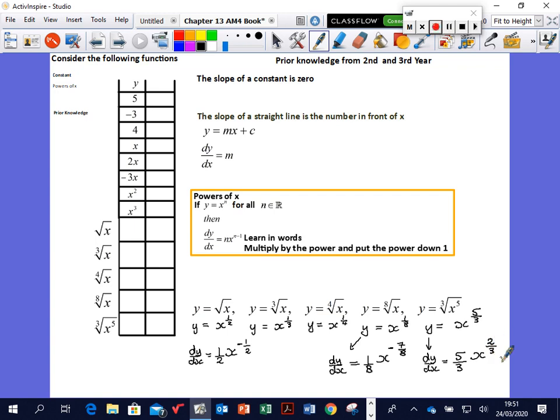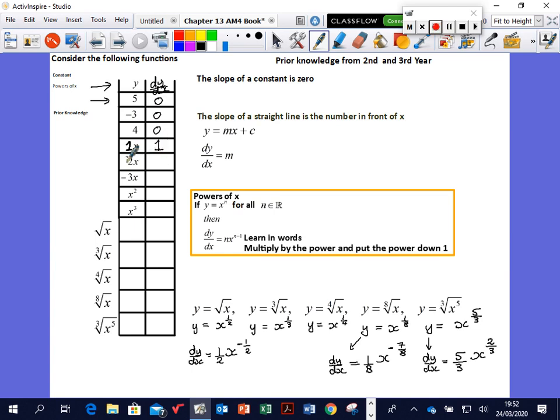So I'll now go back to this table here, and I'm differentiating a constant. If I differentiate a constant, then dy dx is going to be equal to zero. When I differentiate an ordinary x, I have a look at what the number in front is. The number in front of an x is in actual fact 1, so therefore the slope dy dx is going to be equal to 1.